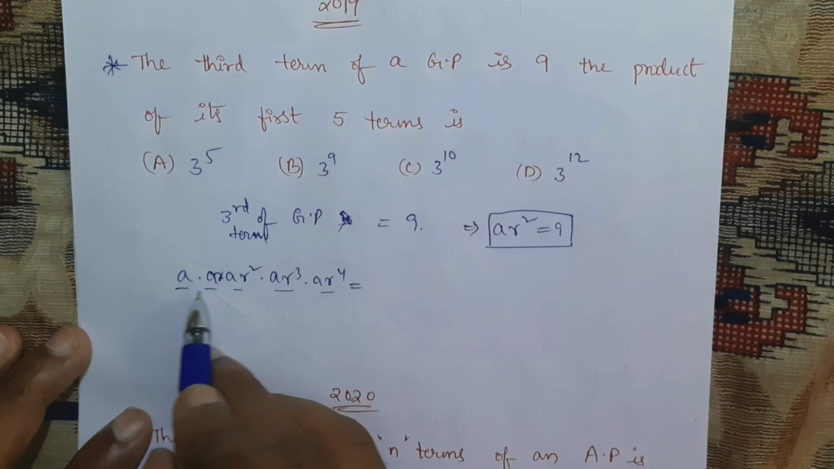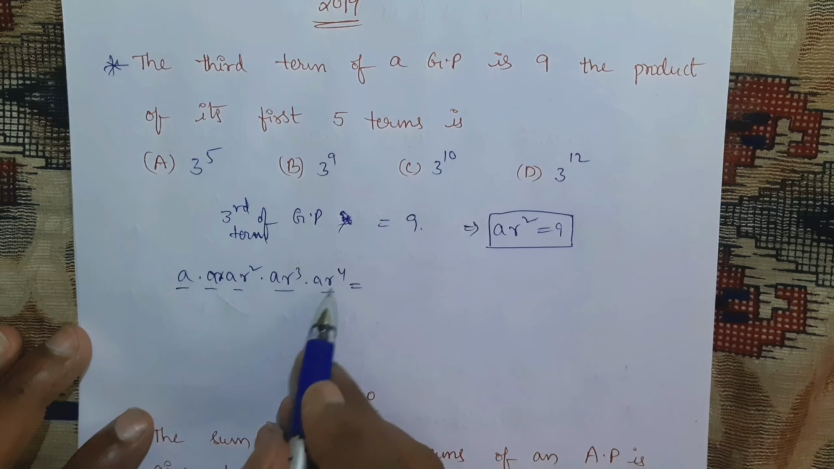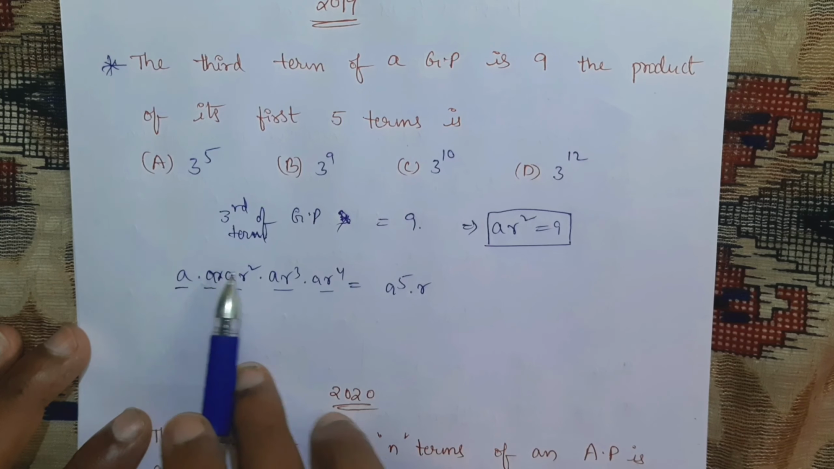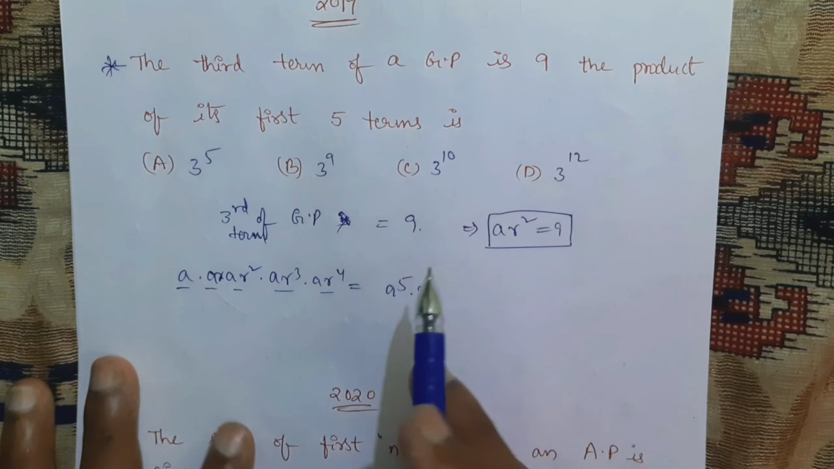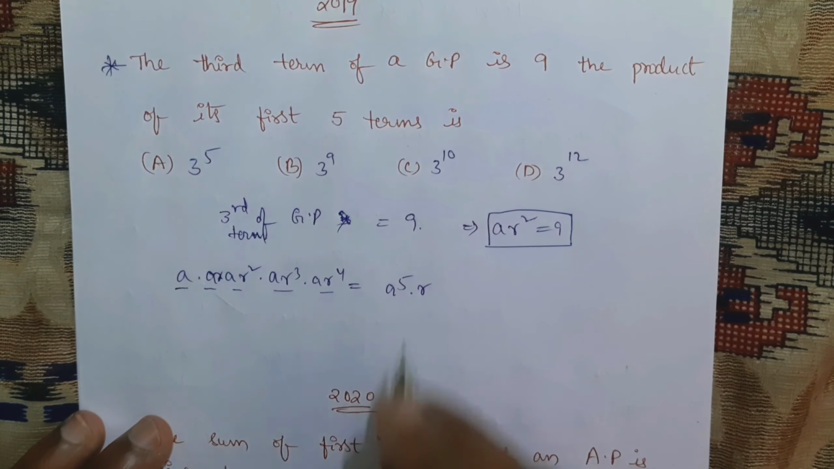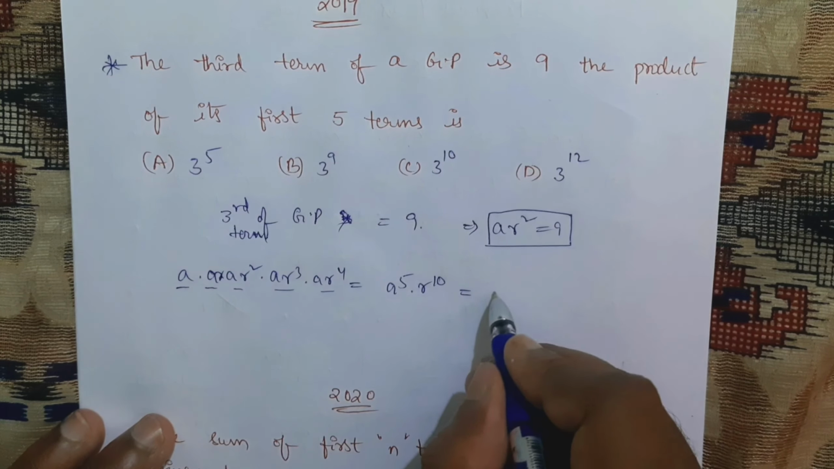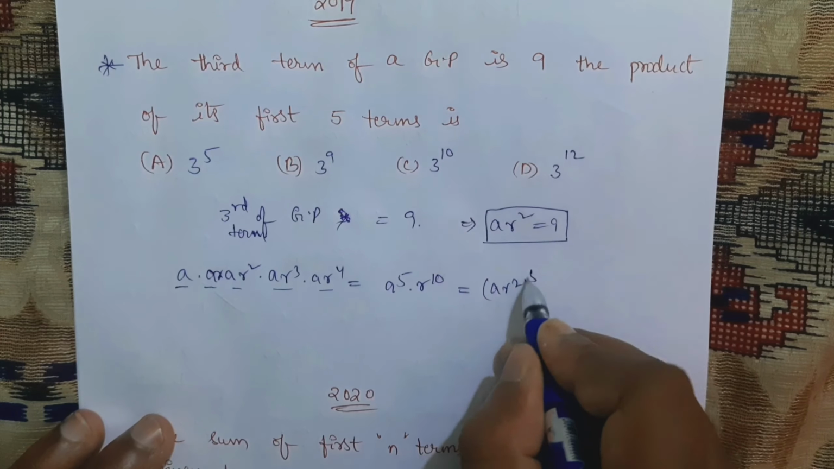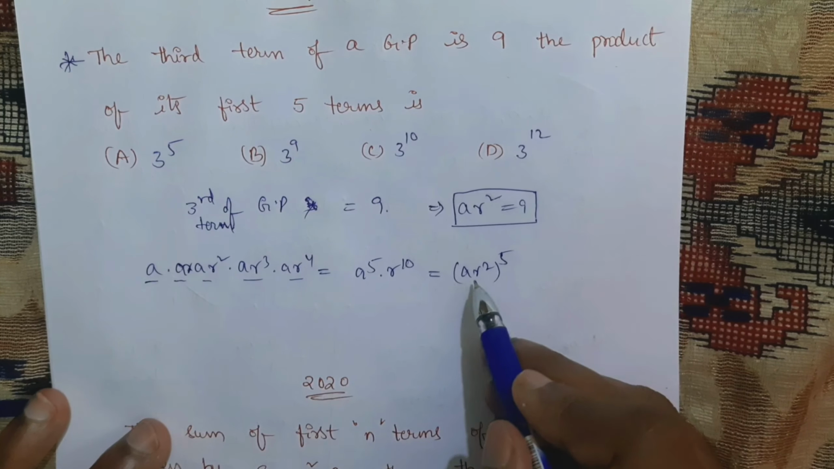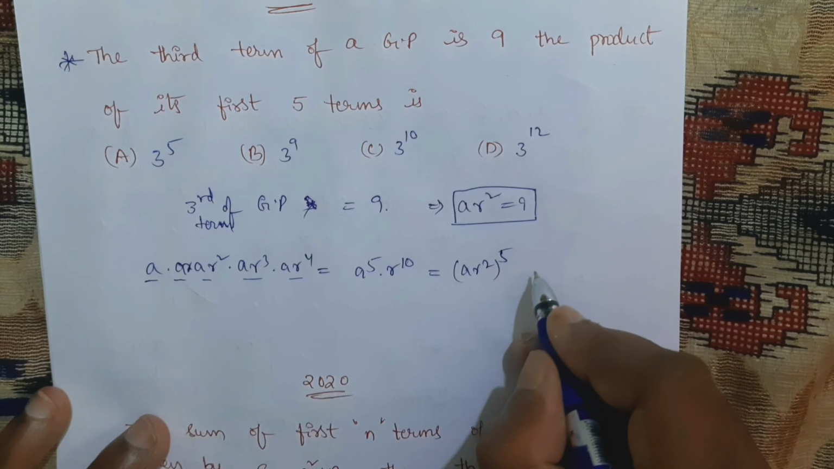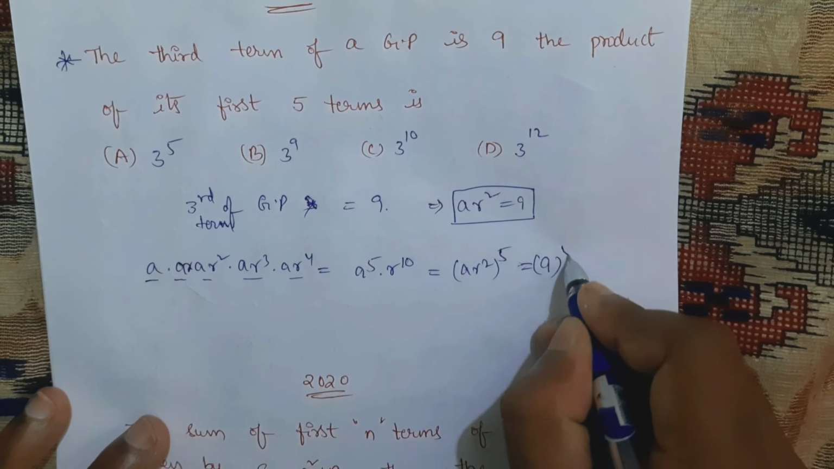If you multiply all those, what you will get? a to the power of 5 and again r to the power of 1, 3 plus 3, 6 plus 4, which is equal to 10. Now this a power 5 and r to the power of 10 we can write as a r square to the power of 5, right or not? But we know the a r square value, that is given value, that is 9.